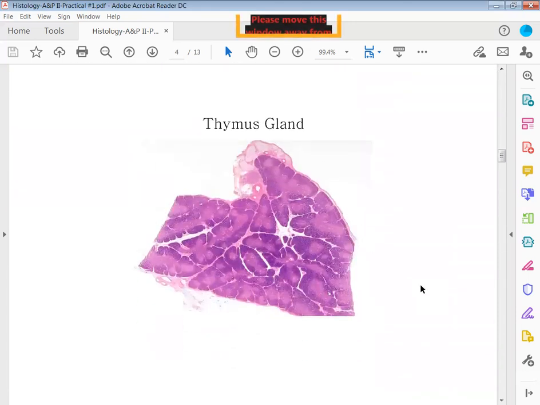Then you have the thymus gland. If you've ever looked at the lung on one of our lung models in the lab, that's kind of what the thymus gland looks like. That's all you have to identify for this one. So I would have a slide that looks like this, and I would say identify this organ or gland, and you would tell me the thymus gland.